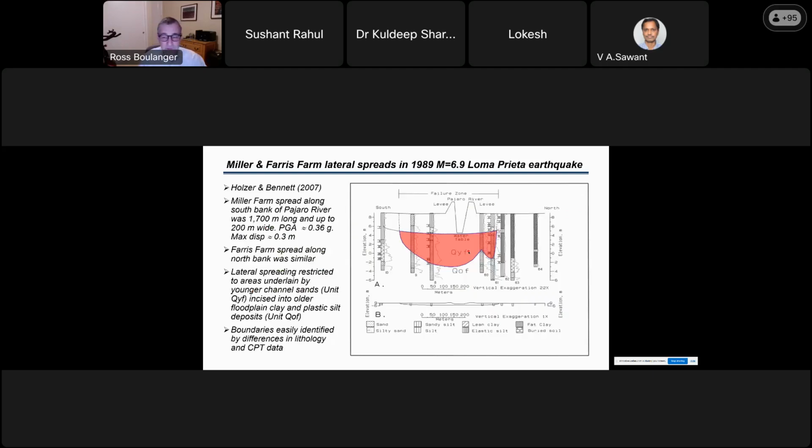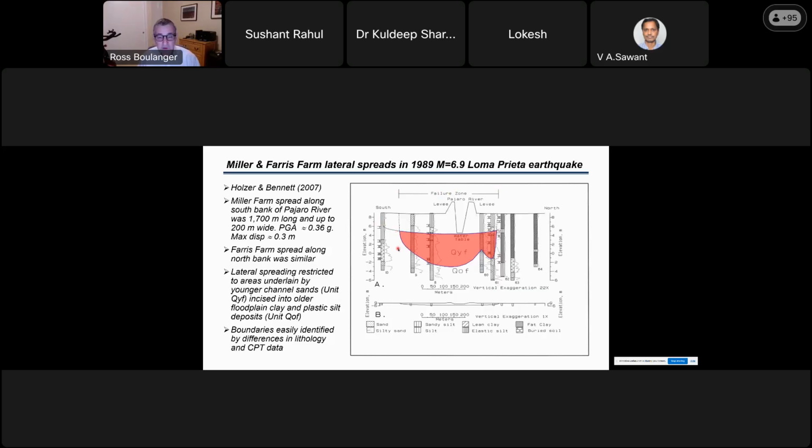Throw in 2 other examples just for some cross sections. They come from Holzer and Bennett. This first one is a very large spread from the Loma Prieta earthquake in California. And the zone of lateral spreading coincided with the zone in red, which is a younger channel sand deposit. And the ground failure just mapped right to the edges of it. And that channel deposit was incised into older deposits of floodplain, clay, and plastic silt overbank deposits. And so these are more plastic materials.